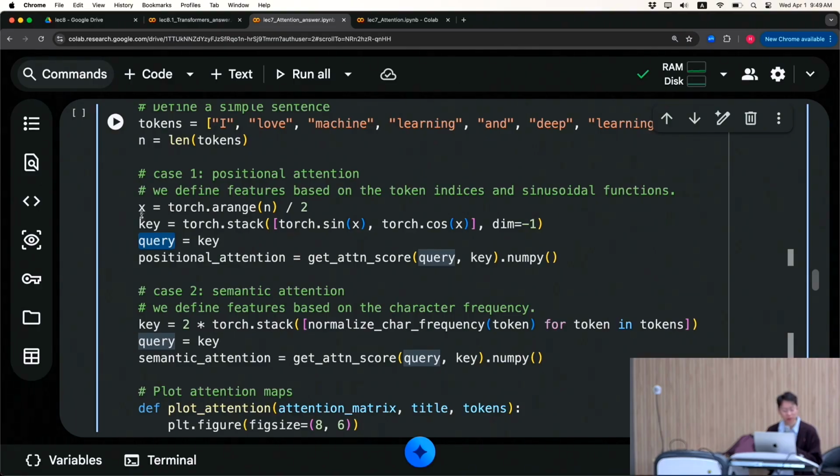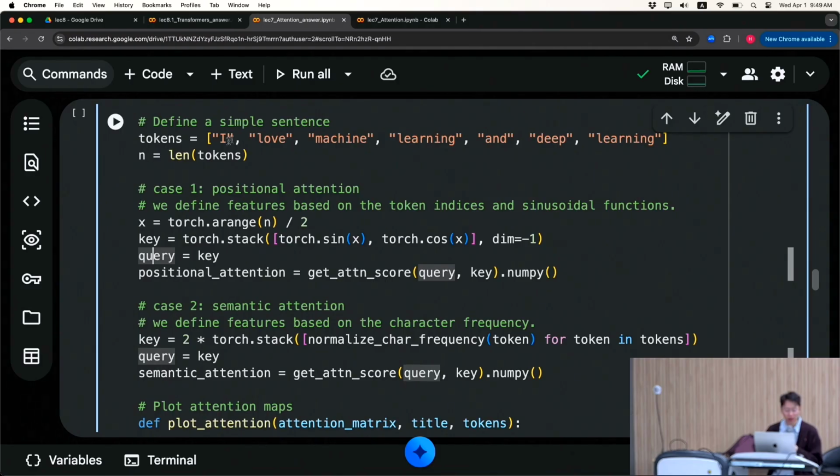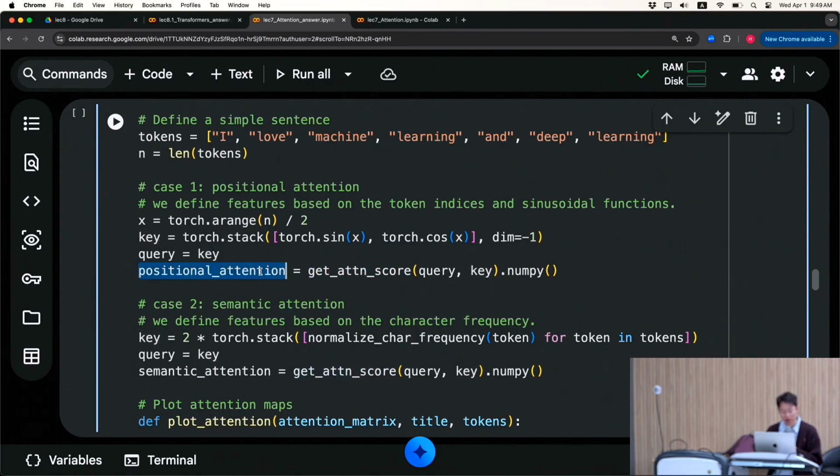So you can think of this input query and key as being sensitive to the location, relative or absolute, that encodes the ordering of where it came in the sequence of tokens. So this query and key is only a function of the location of the corresponding words. And we're going to compute the attention score and visualize the result.